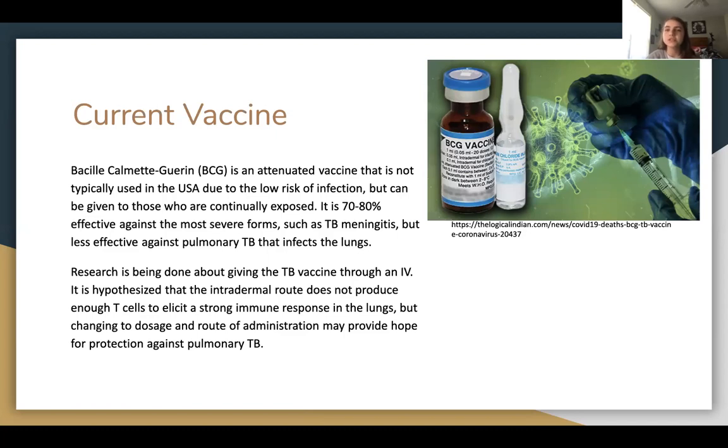And it's really important to note that pulmonary TB is the most common form, but the vaccine is the least effective on it because it does not elicit a large enough immune response. Thus, this is why research is being done on the way that the vaccine is given for pulmonary TB. They're researching giving it through an IV, but it's still hypothesized that if you give it this way, it's still not going to produce a large enough immune response. But changing the dosage and the route of administration provides some hope that we'll be able to protect against pulmonary TB.